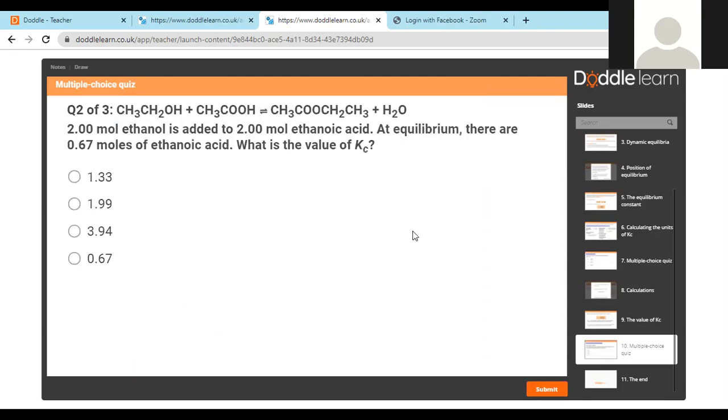So we've got 2 moles of ethanol, and we add that to 2 moles of ethanoic acid. So 2 to 2. At equilibrium, there are 0.67 moles of ethanoic acid. And so we need to find the value of the equilibrium constant. Well, if we look at our ratios again, we've got 1 to 1, 1 to 1. So if we've got 0.67 moles of ethanoic acid here, we have 0.67 moles of water.